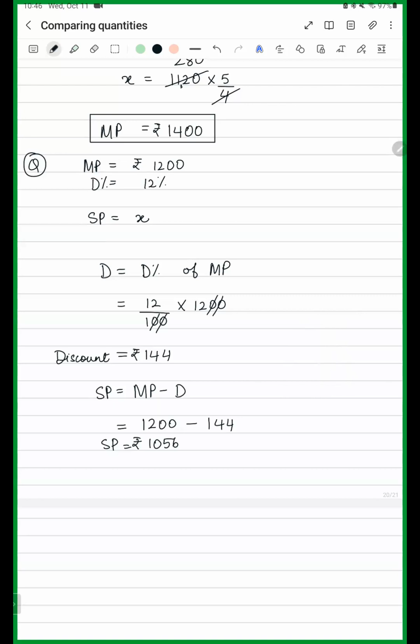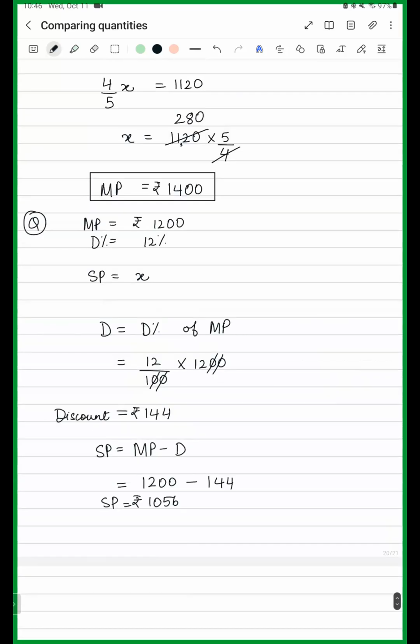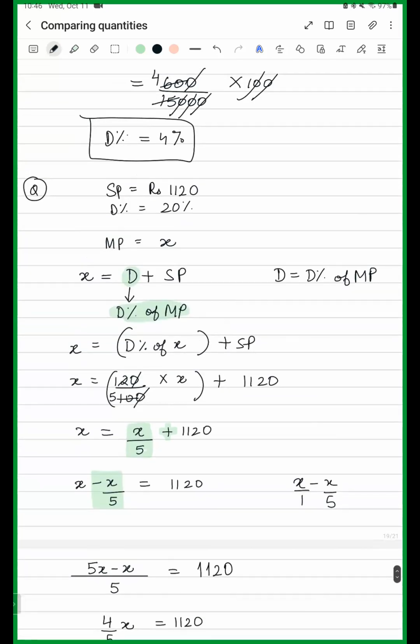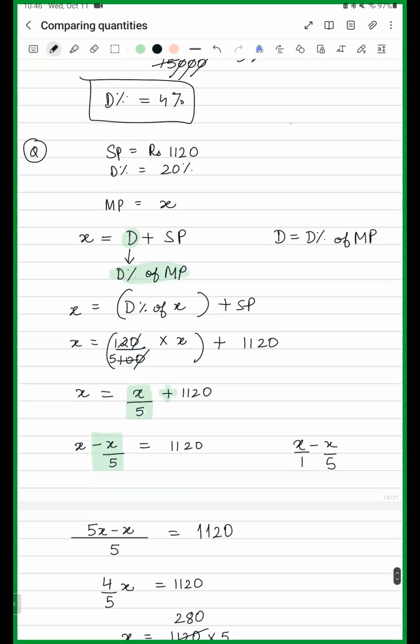We have done similar questions: find MP when SP and discount percent are given. See this question that we've done over here. If there's any doubt, we will discuss it in the next class, inshallah.